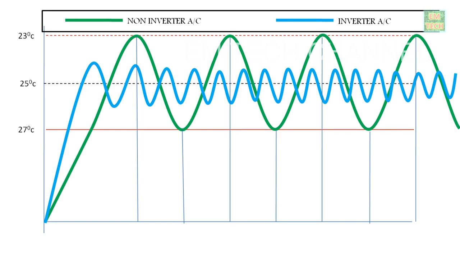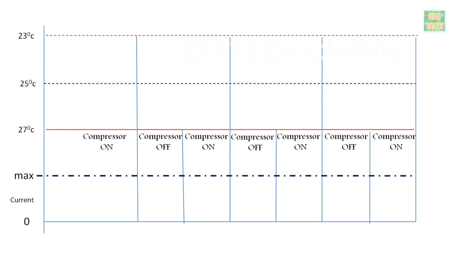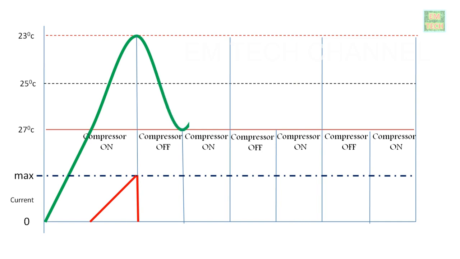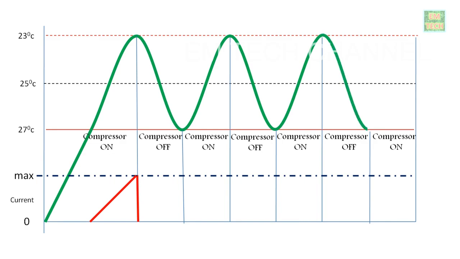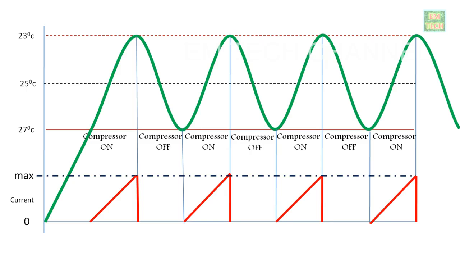Also, let us see the current consumption pattern in a non-inverter AC. When the compressor starts running at full speed, the current consumed by it is also at its peak. You can see here the compressor's current was at maximum. And when the compressor shuts off, the current consumption is nil. This is the current waveform as shown. Every time the compressor starts, its starting current will also be high, which impacts the electricity charges.